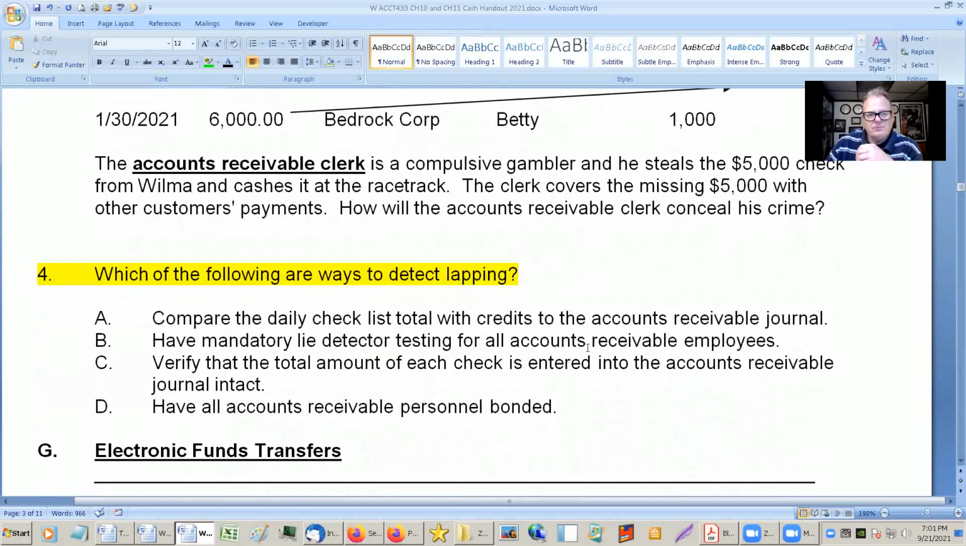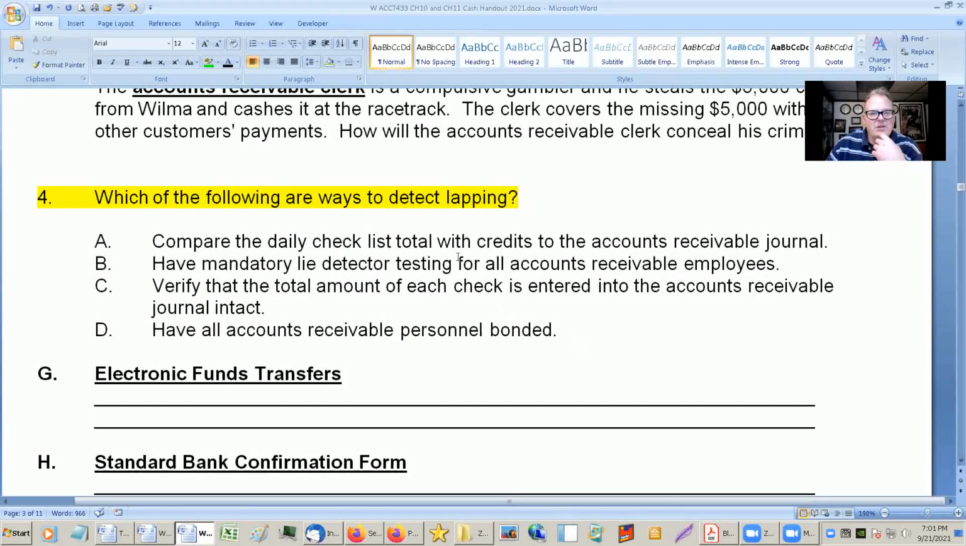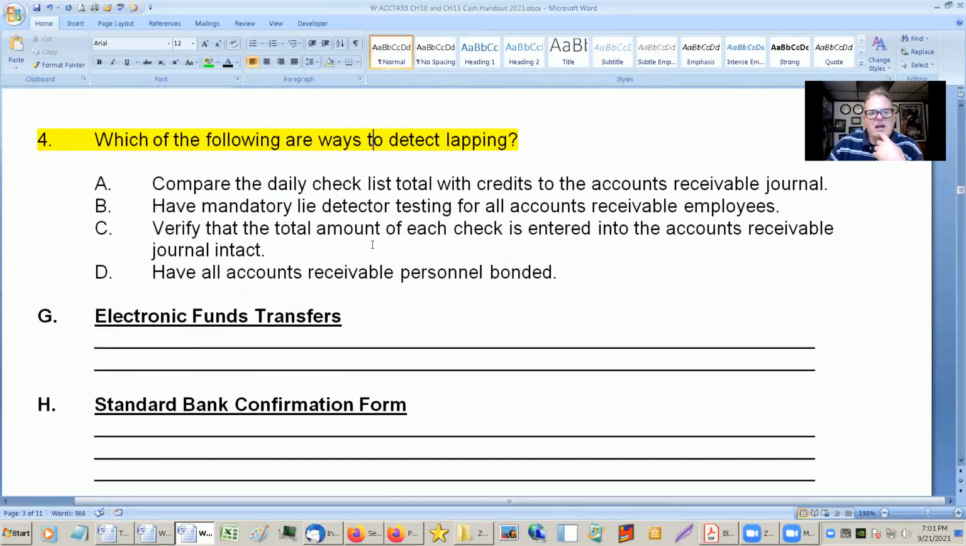All right. We'll do this question, then we'll take a break. Which of the following are ways to detect lapping?